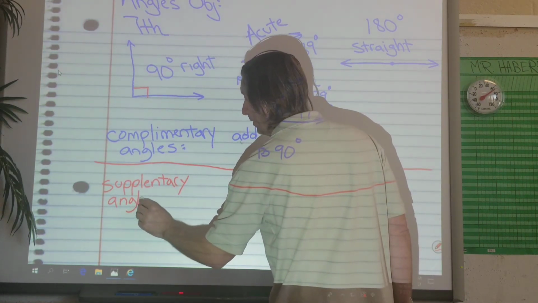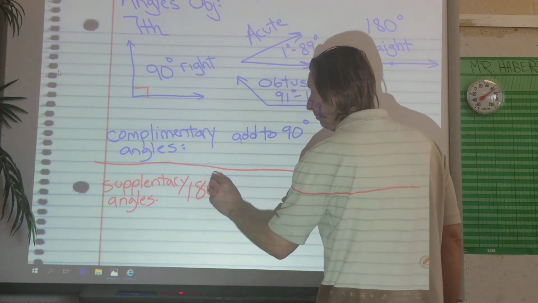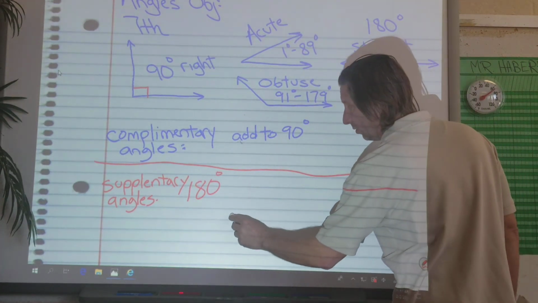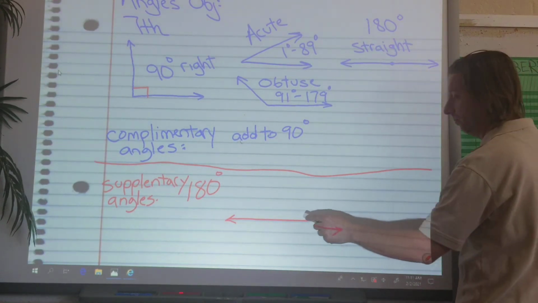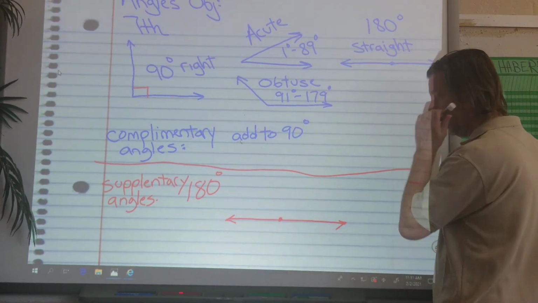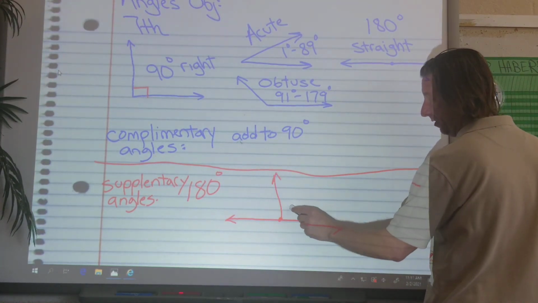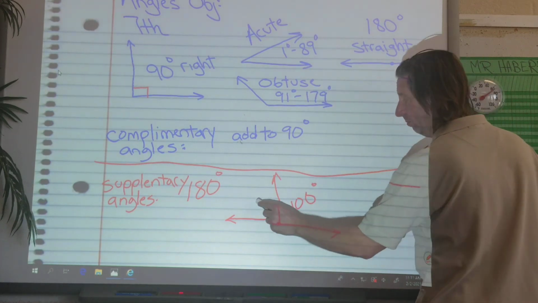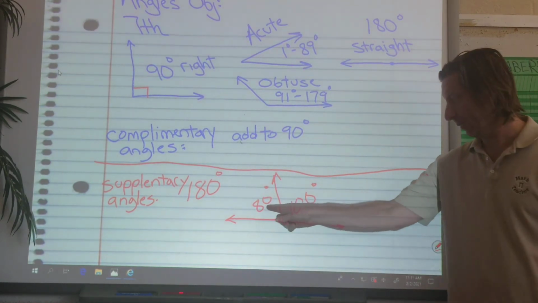Complementary and supplementary. So supplementary angles add to 180. That means you have a straight angle, which is 180 degrees, right? And maybe I cut this one in half, and I might say this one's 100 and this one's 80. So those are called supplementary angles.